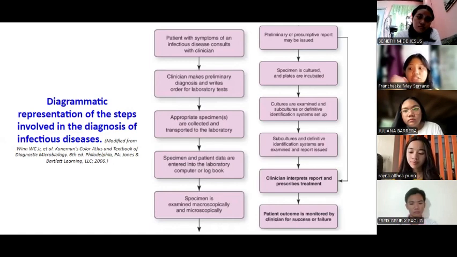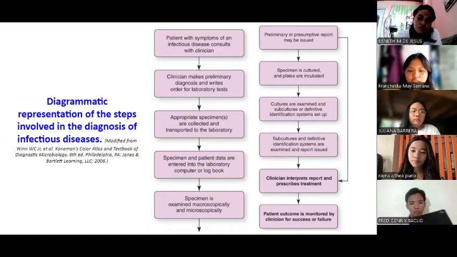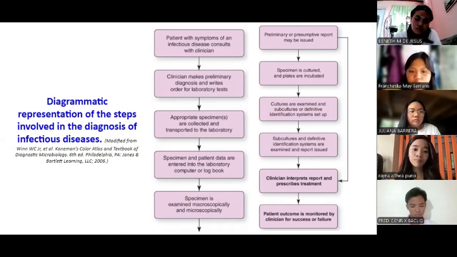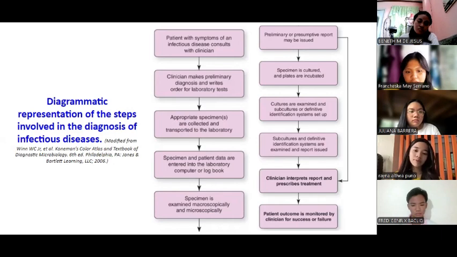It can be issued by the physician or the one directing the laboratory. If hindi na kailangan ng another test, ang clinician is gagawa na ng report to prescribe a treatment. If kailangan ng more tests, ang specimen na yun will be cultured, incubated, and then examined, and if kailangan is subculture din siya.